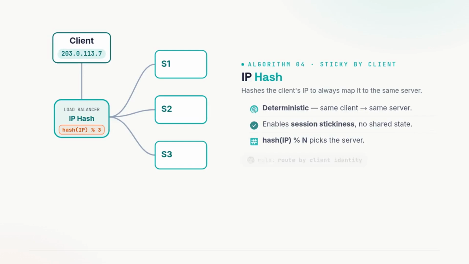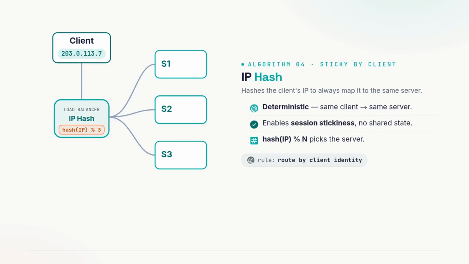Sometimes you actually want the same user to keep hitting the same server, so their session stays put without copying it everywhere. That's IP hash. The balancer takes the client's IP address, runs it through a hash function, and takes that result modulo the number of servers. The math always lands on the same index for the same address. Here, this client's IP resolves to server 2.